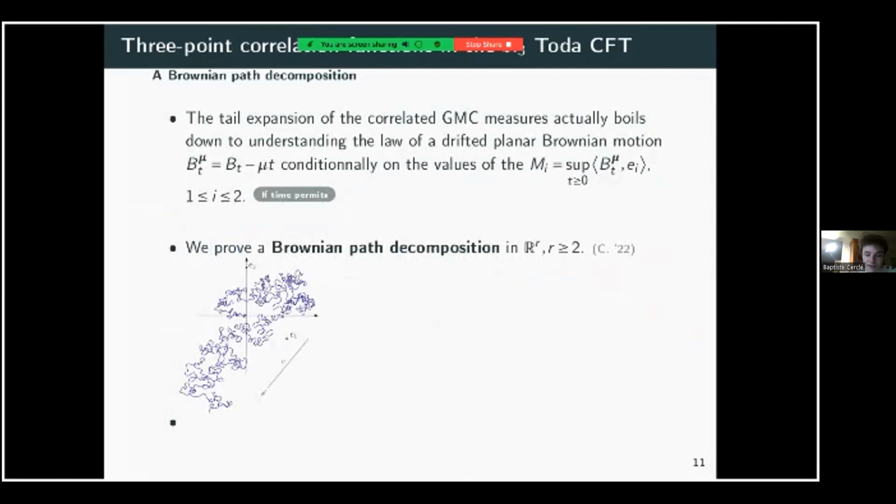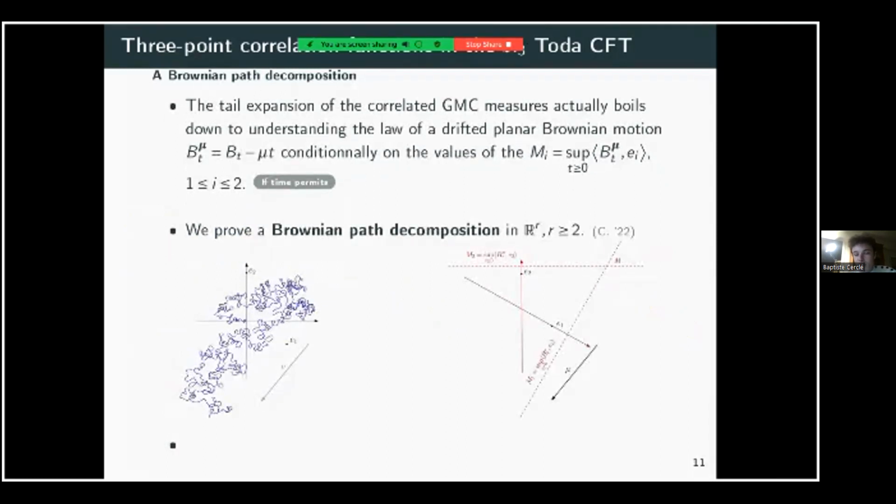Here is drawn a planar Brownian motion. If I want to sample such a Brownian motion, first I sample the maximum in the direction of the simple roots. The process will have a maximum with respect to the simple roots e1, e2. You can sample these M1 and M2 with respect to the marginal law, and then run a first diffusion process until it reaches the boundary of this wedge.